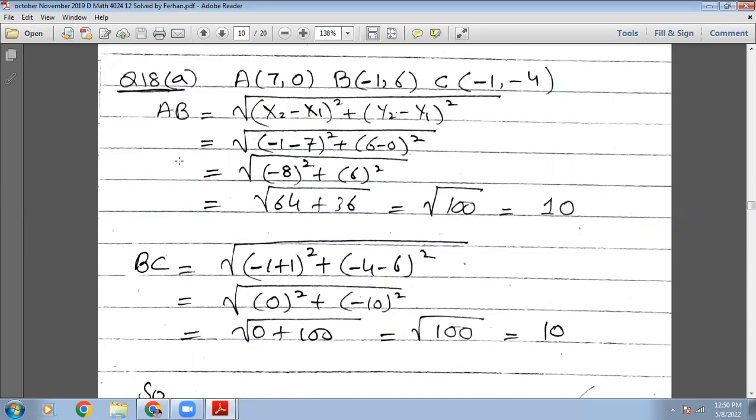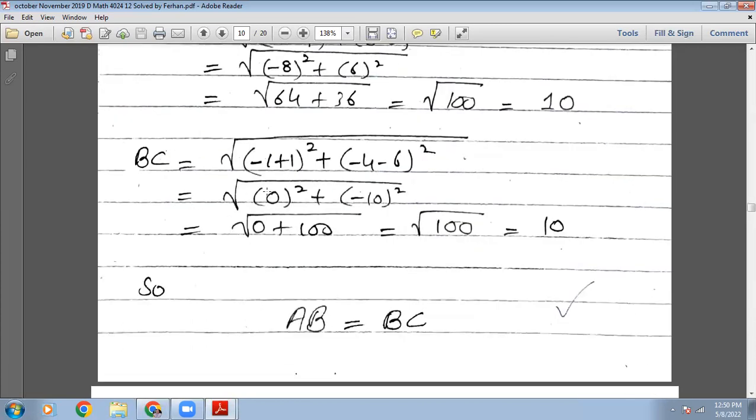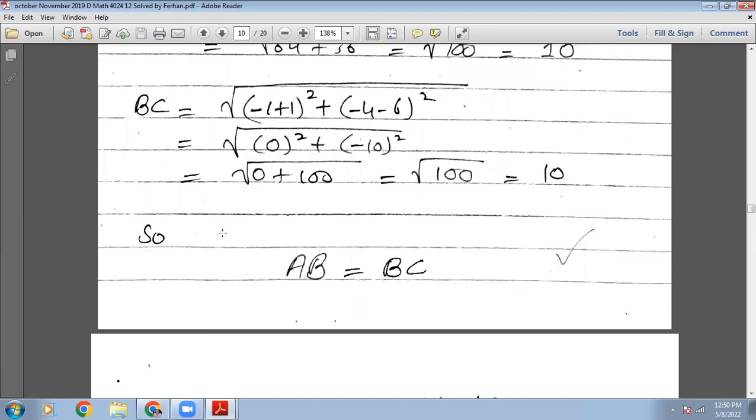In the same way, we will find the distance BC, the length of BC. So I will use the coordinates of B and C. I will write that formula, and then I'll put the values: -1 minus -1. It will become -1 plus 1 whole square plus -4 minus 6 whole square. So -1 plus 1, that's 0. So 0 square plus -4 minus 6 is -10 square. So 0 square is 0, -10 whole square is 100. So the square root of 100 will be 10. So from here, we can say that the AB length is equal to the BC length.